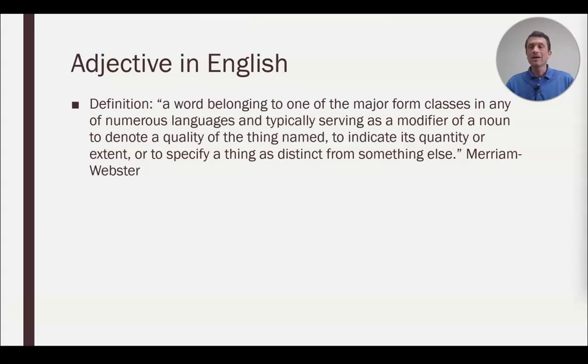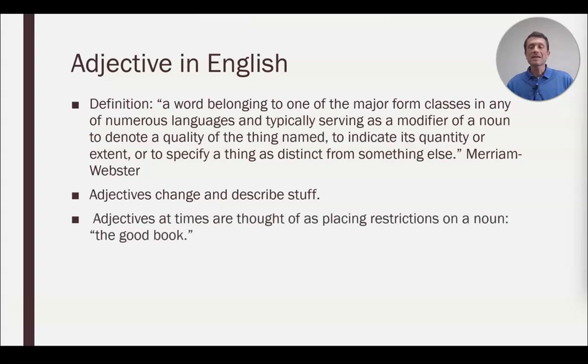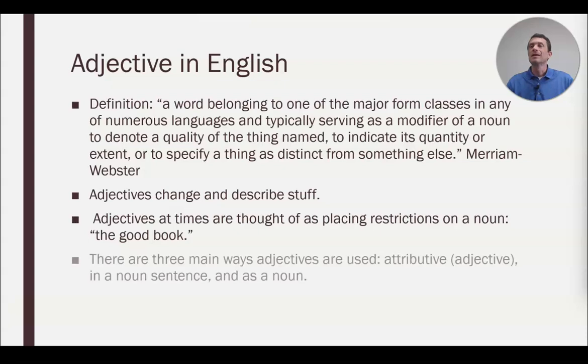Maybe a simpler way of saying this is adjectives change and describe stuff, where they describe something more specifically. Adjectives at times are thought of as placing restrictions on a noun. So in the phrase, the good book, good is an adjective. So you're restricting the category of book. Not all books are good. So we're talking about the good book. This is in a particular category of books that we would analyze as being good books. So adjectives are kind of like that. They place restrictions or they further categorize nouns.